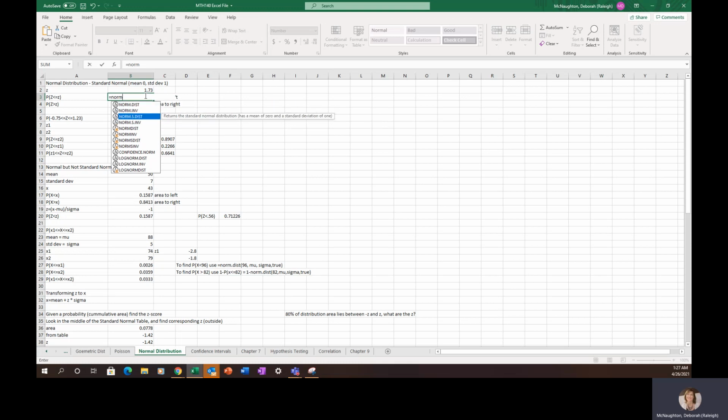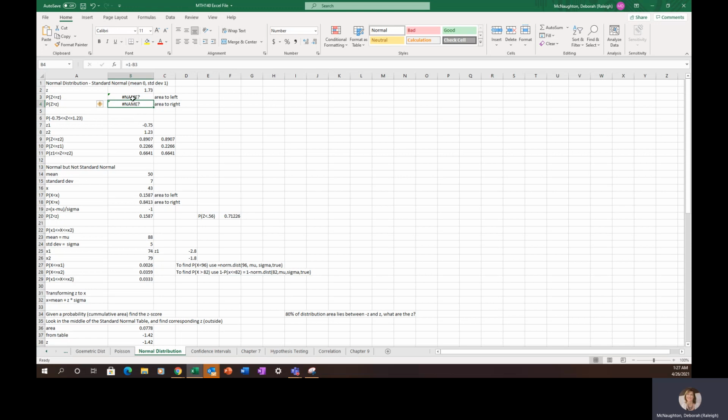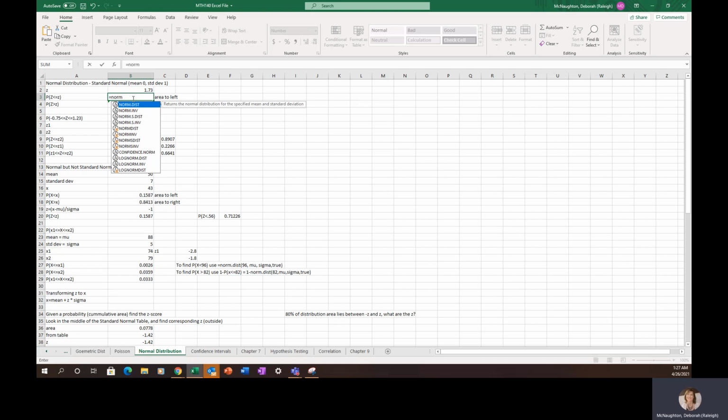And we want norm.s.dist. The .s is for standard normal. So if we use that, we don't have to put in any mean or standard deviation. I clicked enter instead of tab, and that's why it popped out on me. Once I pick the one I want, if I hit tab, then it pulls up this formula.